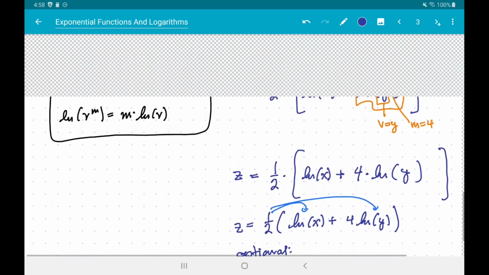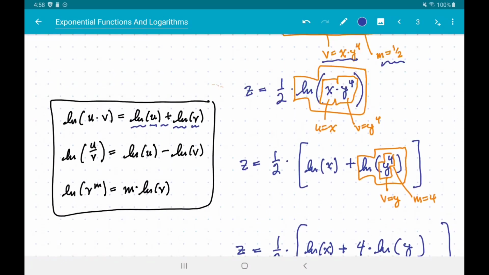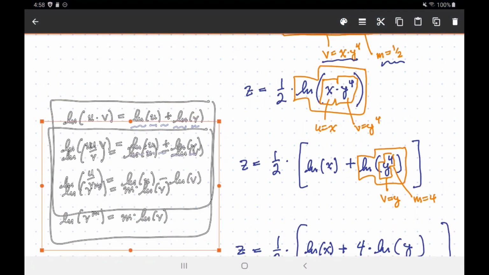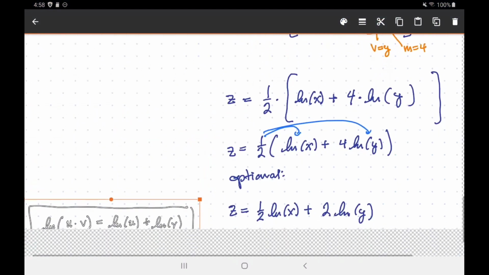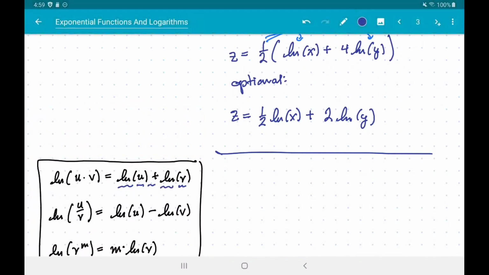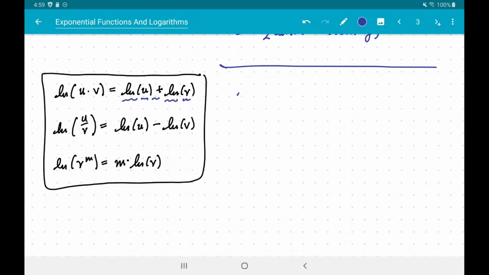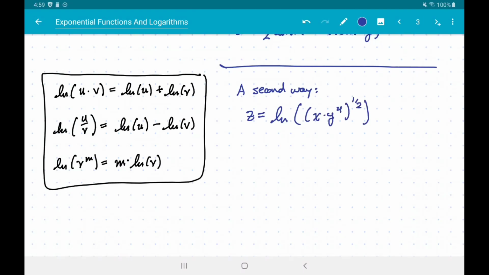But I wanted to show you a second way to do this problem. Let me bring this down here again. So a second way to do this one. The algebraic rules of logarithms are entirely consistent with all the other rules of algebra. I'm going to go back to this form, ln of 1/2 power of x times y to the fourth.